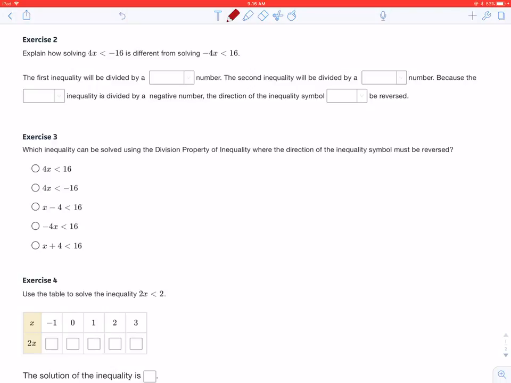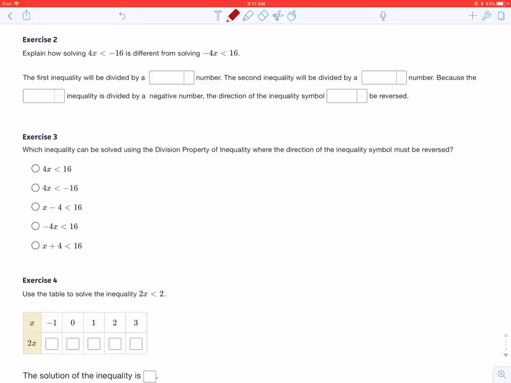All right, number 2 asks, explain how solving 4x, 4 times x, is less than negative 16 is different from solving negative 4 times x is less than 16. And then it gives us a bunch of options here. It wants us to fill in the blanks. The first inequality will be divided by a blank number. The second inequality will be divided by a blank number.